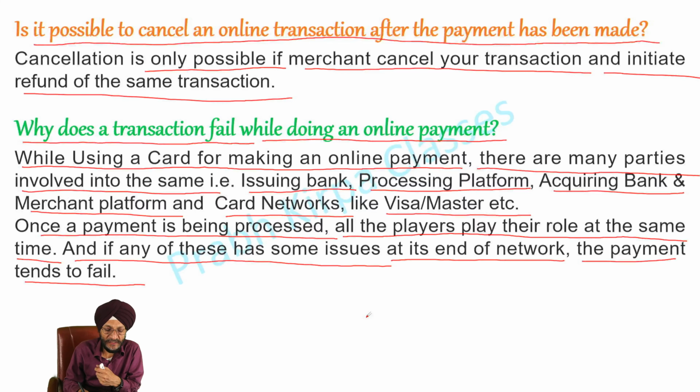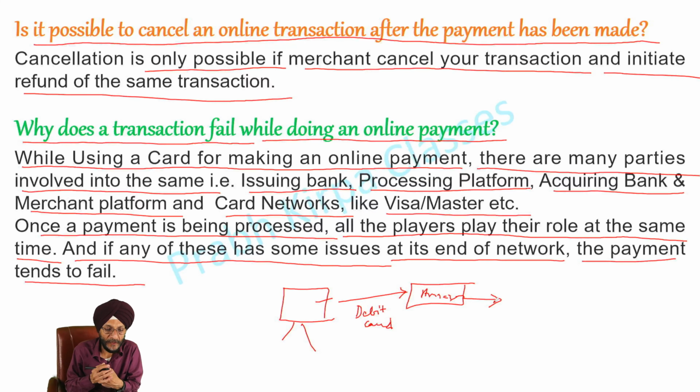Suppose we understand the same with the help of an example. Suppose we are sitting at home, we have an internet connection. We go to the Amazon site and purchase something. While making payment, we make use of some debit card or credit card or some other internet banking. Then we make the payment through Amazon, and after receiving the payment, the site will say okay, your order has been placed.